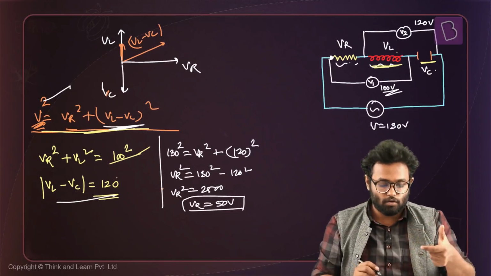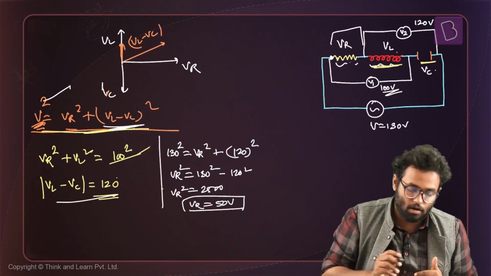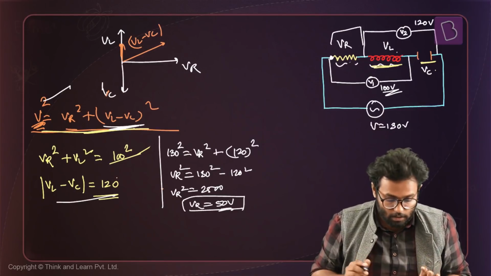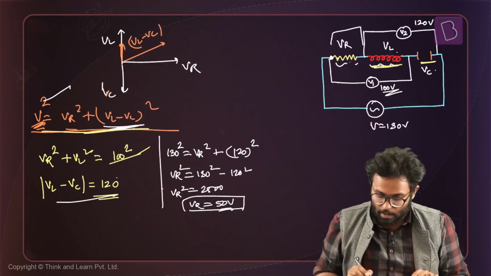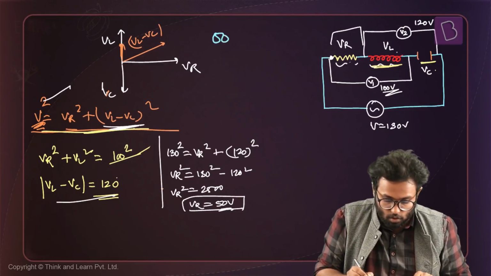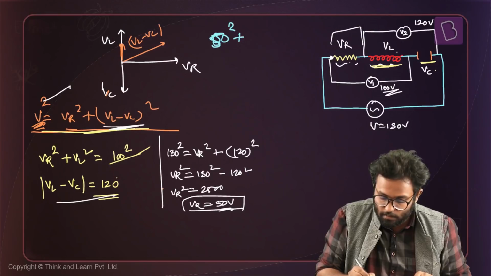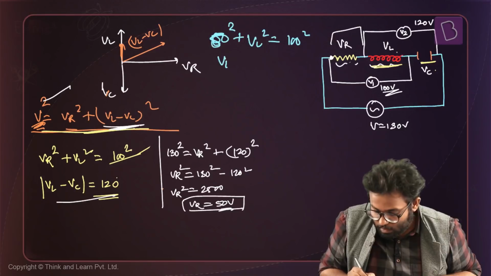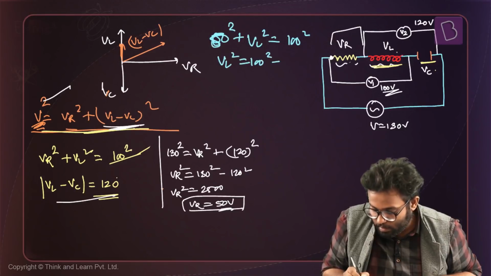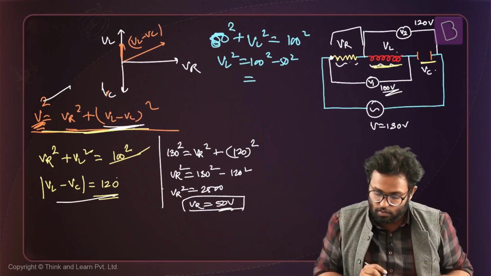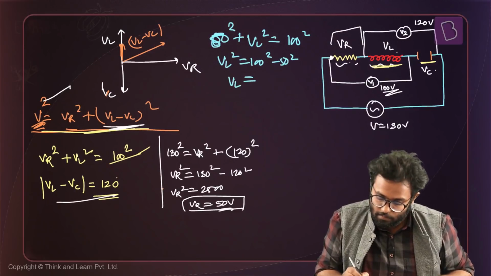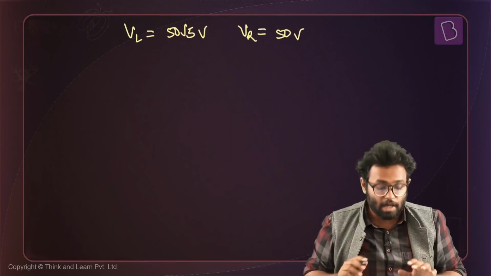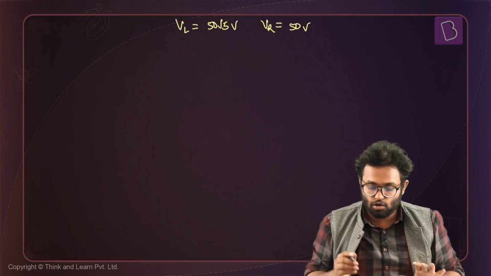Okay, so I figured out the potential difference across VR, which is 50 volts. Now let's find the other ones. I can use this equation, because I know VR already, so 50 square plus VL square becomes equal to 100 square. So VL square becomes 100 square minus 50 square, which gives VL equal to 50 root 3 volts. Okay, now that I have found VL and VR, I can also find VC, right?